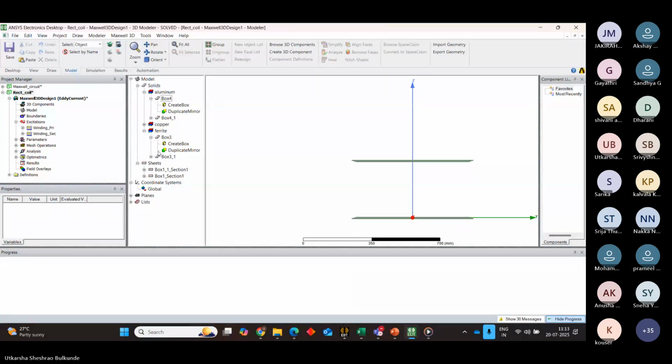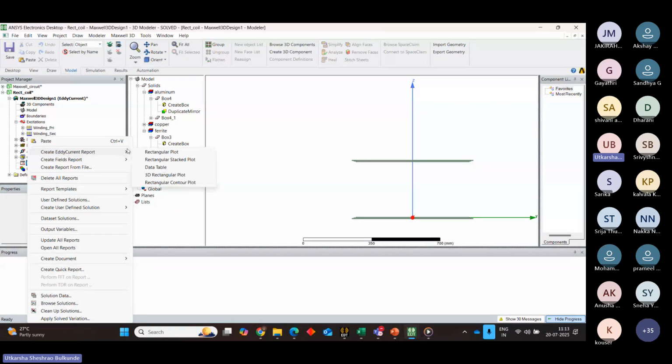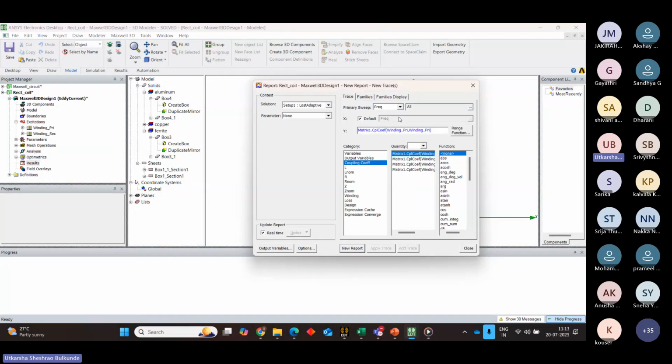And so your simulation is done. Now analysis in results: right click on results, create eddy current, rectangular plot or data table. So if you want values, then data table. If you want plots, then rectangular plot. Air gap. So we will see how your coupling coefficient is varying. So coupling coefficient you see just in between primary and secondary coil, right?